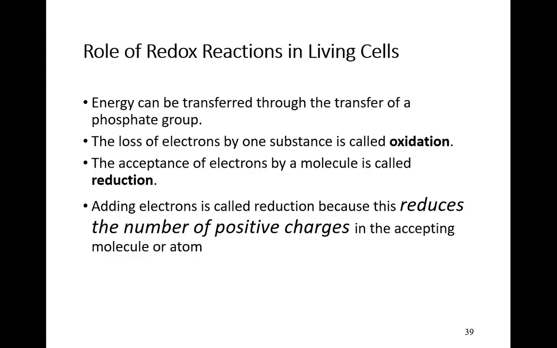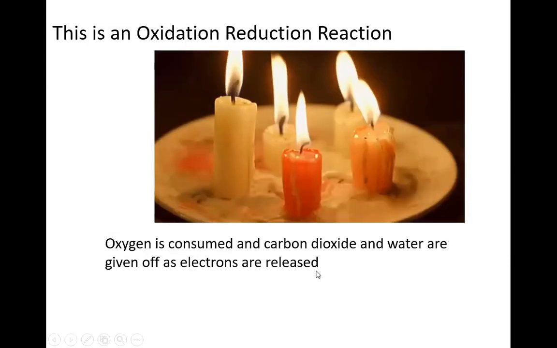Now, this last bullet here, this is chemist speak. When you add electrons to a compound, it reduces the number of positive charges. That's how we get reduction. Makes perfect sense to me, I guess. Reduction, we add more electrons, we become more negative, we reduce the number of positive charges. Okay, now, this is an oxidation-reduction reaction right here. Oxygen gets consumed, carbon dioxide and water are given off as the electrons are released.